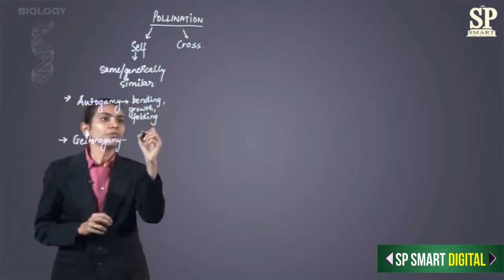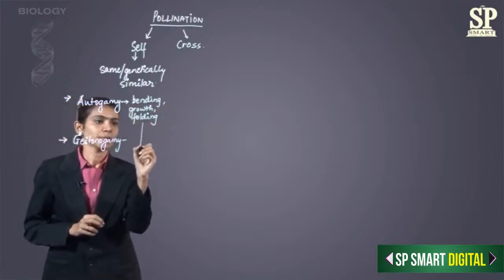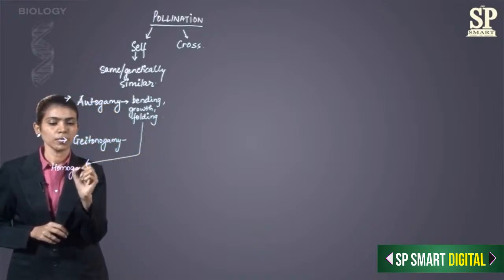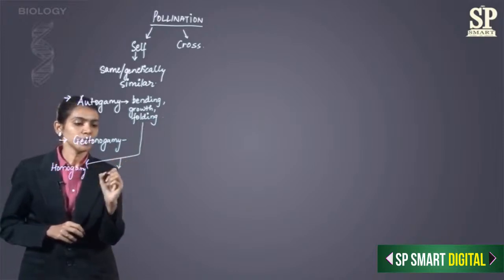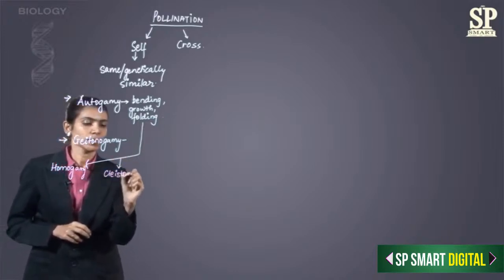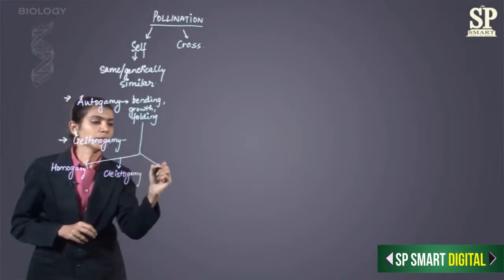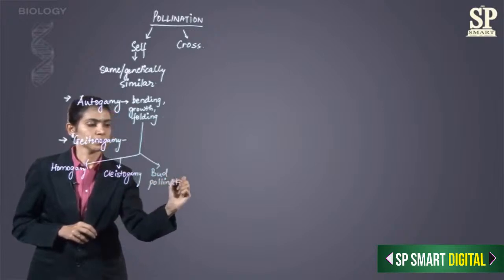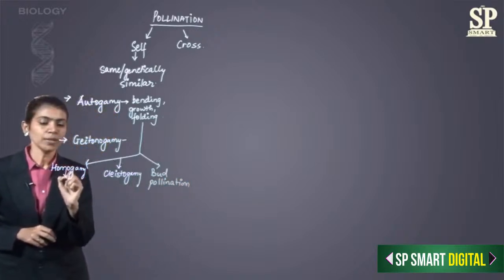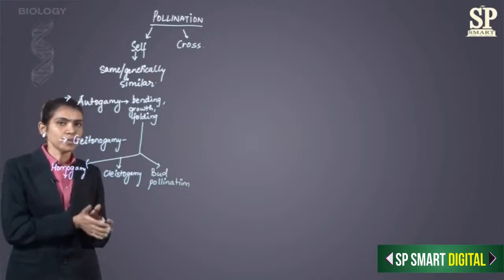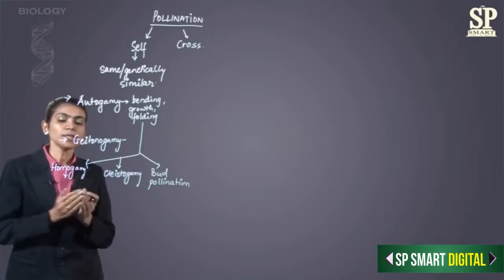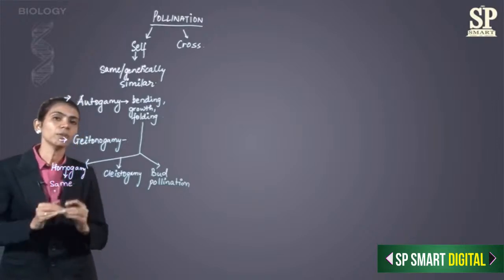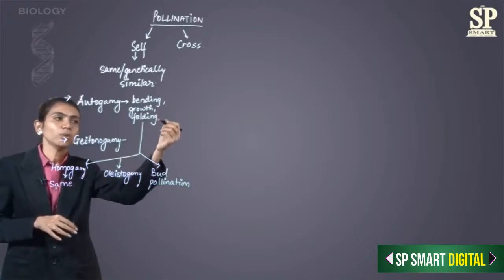Now this autogamy can be further divided into three types. First is homogamy, second is cleistogamy, and third is bud pollination. In homogamy, it is again that the pollen release and the stigma receptivity have to be in synchronization. It is occurring in the same flower. And here also the methods that would be followed would be bending, growth, or folding.